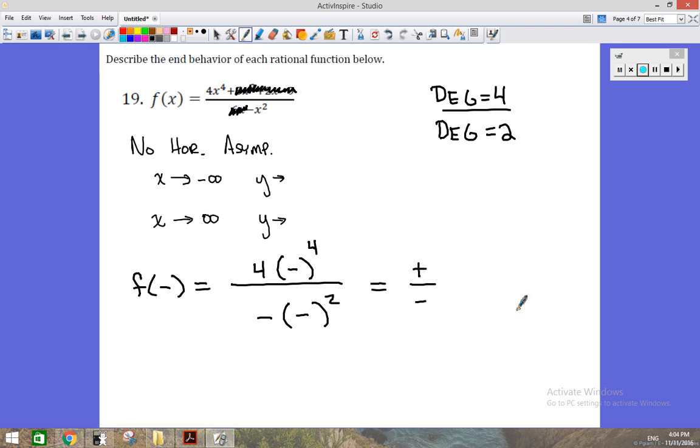So it's a negative value. And the ratio, when you have different signs, is going to be negative. So as x approaches negative infinity, y also approaches negative infinity.